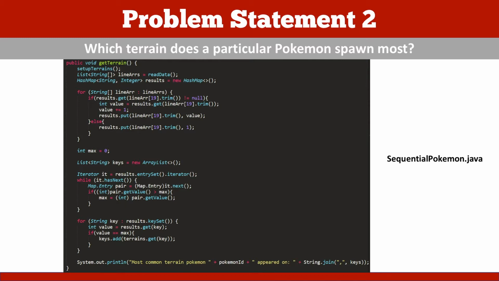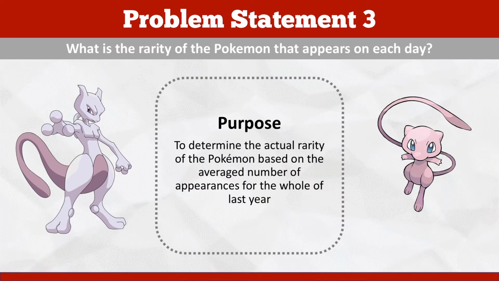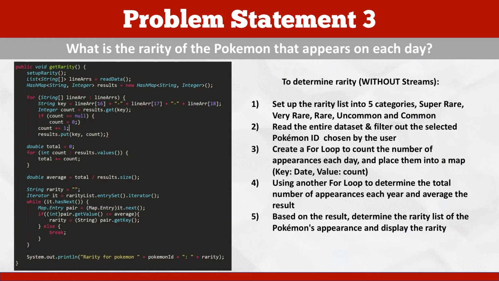In the third question, we would like to find out the actual rarity of the selected Pokemon based on the average number of appearances for the whole of last year. In the non-concurrent method, we first call the getRarity method. Inside getRarity, we set up the rarity list into 5 different categories, namely super rare, very rare, rare, uncommon, and common, using setupRarity.